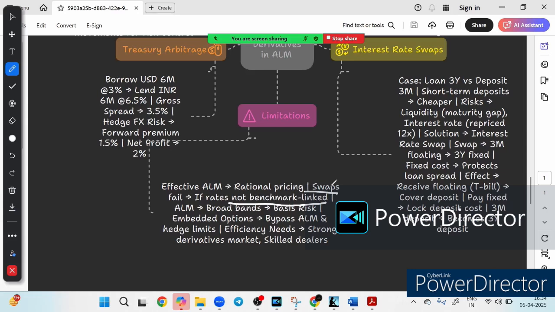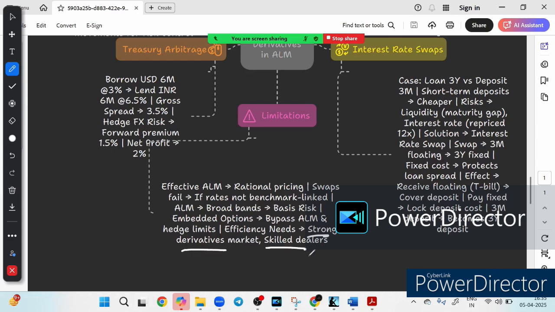And there are some embedded options. What is the meaning of embedded option? Embedded options like prepayment. Suppose I took the loan and I prepay the amount. Suppose I have a deposit and I ask for immediate withdrawal, a premature withdrawal. These are called embedded options. These embedded options can bypass ALM and hedge limits, right? So what is the solution? The solution is a strong derivative market, skilled dealers, and efficient risk management.